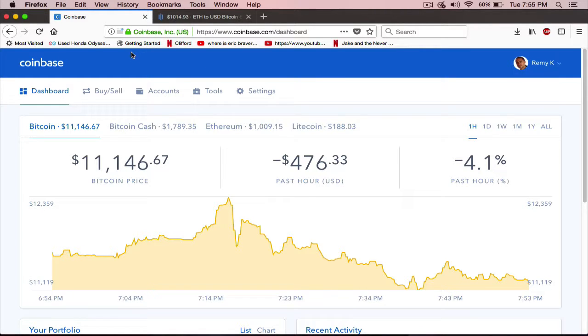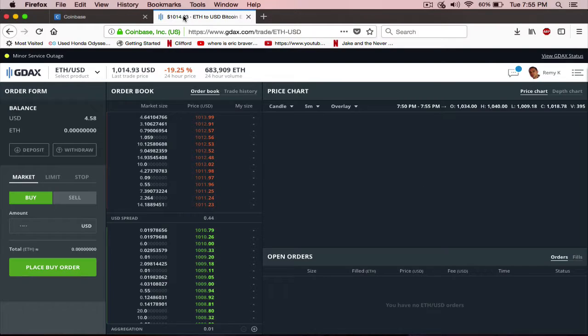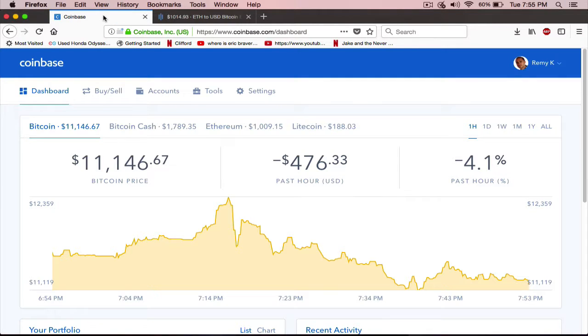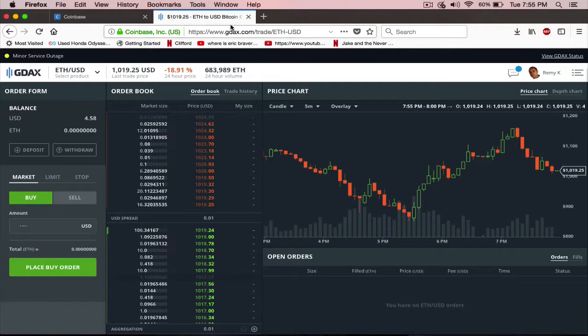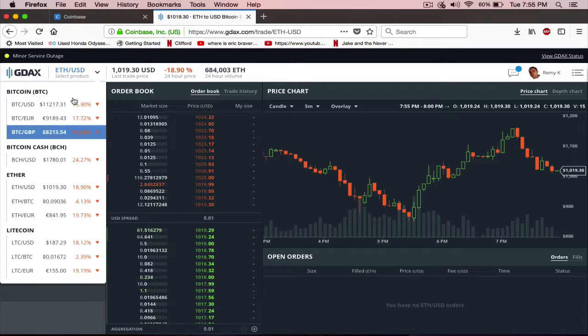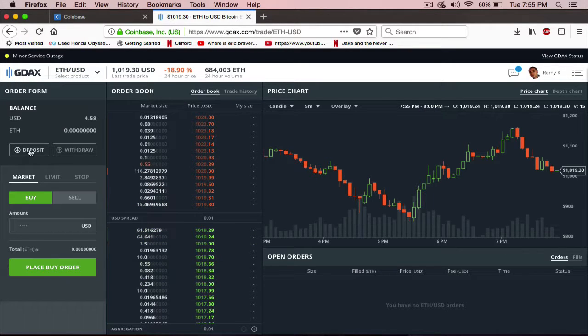So you have to have both a Coinbase account and a GDAX account, but they're owned by the same company. So if you have a Coinbase account, you already have a GDAX account. So let's go ahead. All you have to do is come over here to GDAX.com. You're going to sign in with the same information you would sign into Coinbase with. I need to deposit. So here's what we need to do.